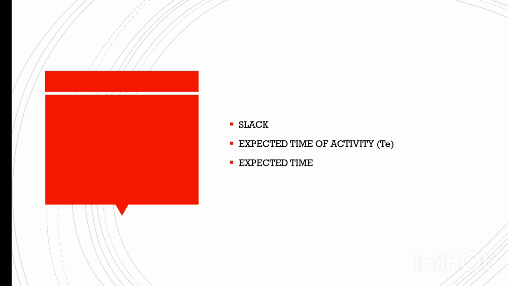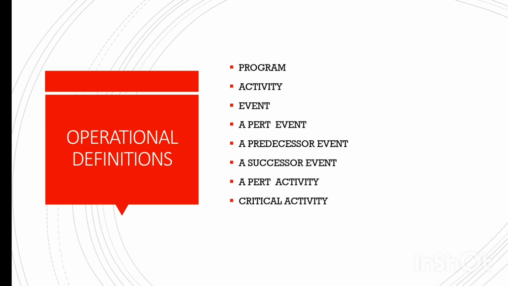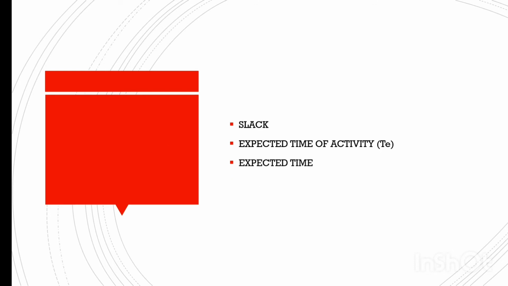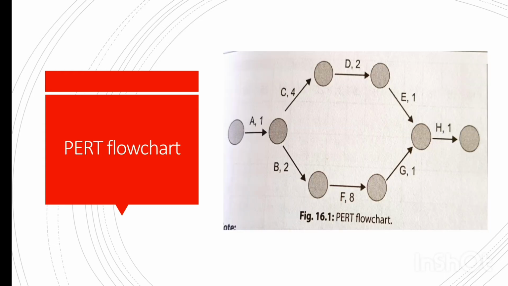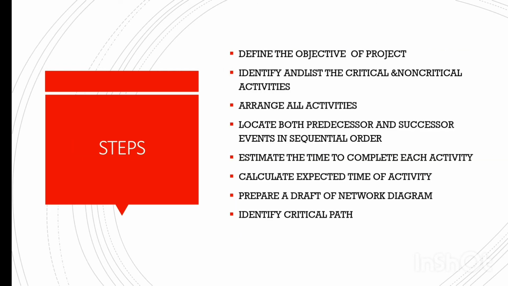Then expected time is the average time needed for a task if repeated. If we are repeating the task, then that time is known as expected time. So these all are some of the operational definitions: program, activity, event, a PERT event, predecessor event, successor event, PERT activity and critical activity, slack, expected time of activity and expected time. I think it's clear. So then we can move on to the PERT flow chart and after that the steps.